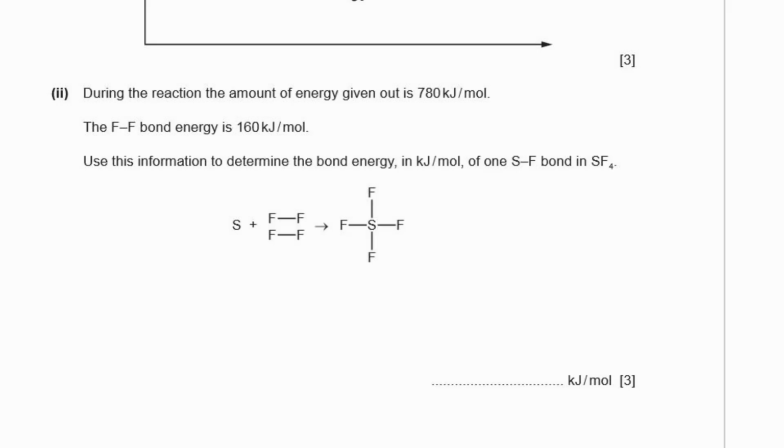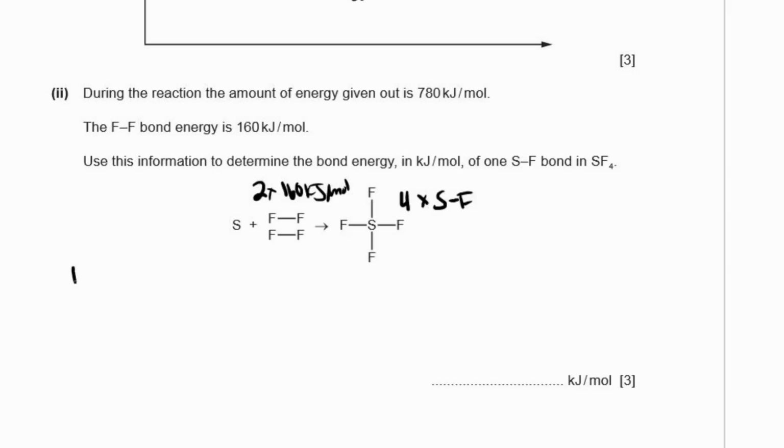2. During the reaction, the amount of energy given out is 780 kilojoules per mole. The FF bond energy is 160 kilojoules per mole. Use this information to determine the bond energy in kilojoules per mole of one SF bond in sulfur tetrafluoride. Okay, so we have 2 FF bonds. So we have 2 times 160 kilojoules per mole plus, well, there's no bonds in just plain sulfur. And we have 4 times the SF bonds here.